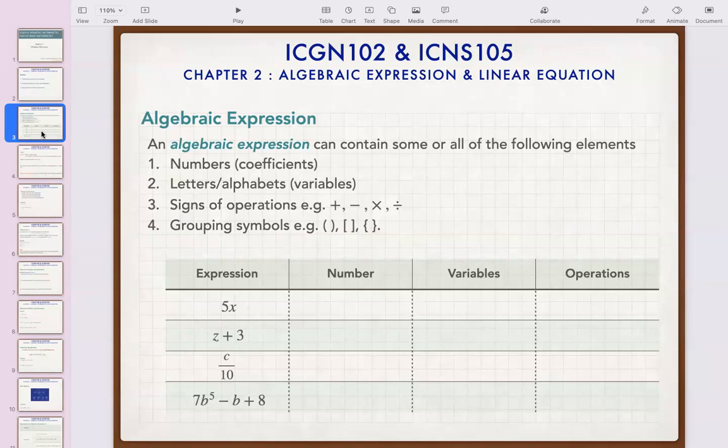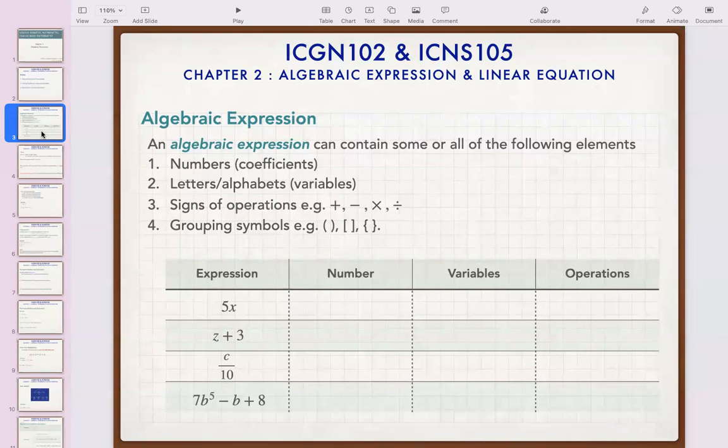The algebraic expression can contain some or all of the following elements. The first one is numbers, like 1, 2, 3, 4, 5. We call them coefficients. Next one is letters or alphabet. In terms of algebraic expression, we call letters like x, y, z, a, m, n, o variables.